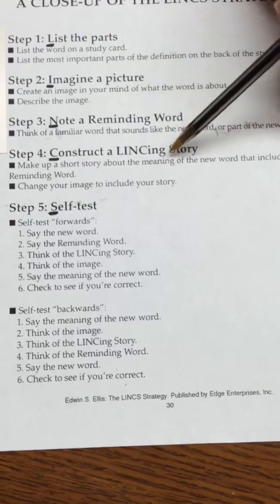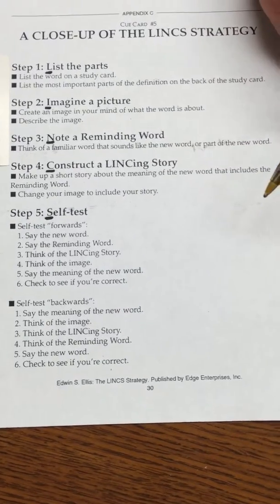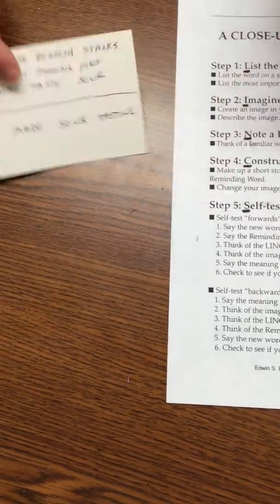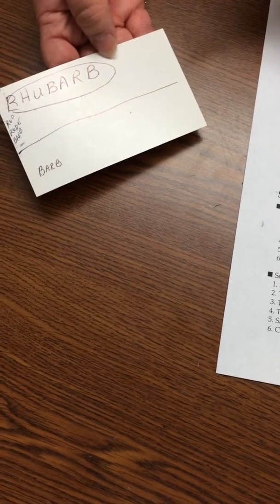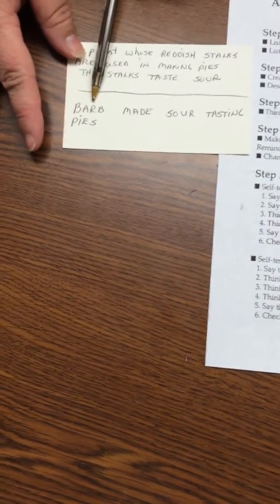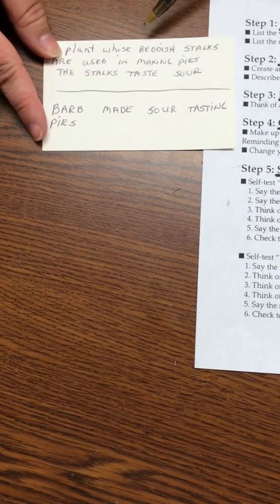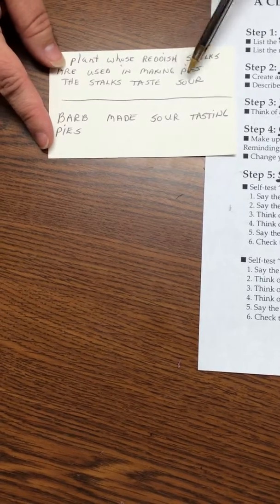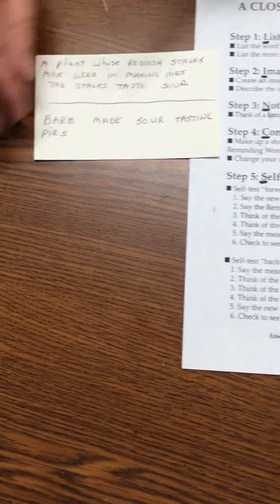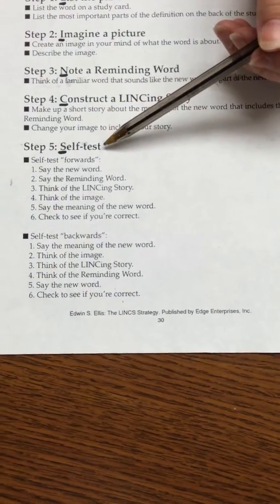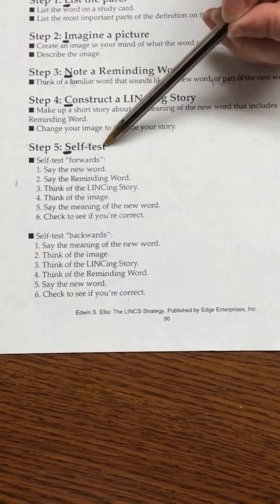The next part is to construct what they call a linking story. This is a story that combines the reminding word with the definition to help the student remember what the vocabulary word means. In this case, I took the word barb, and my sentence that I wrote was, Barb made sour tasting pies, to help me remember that rhubarb has a sour taste to it and that it's used to make pies. The last step in the link strategy is to do the self-test.